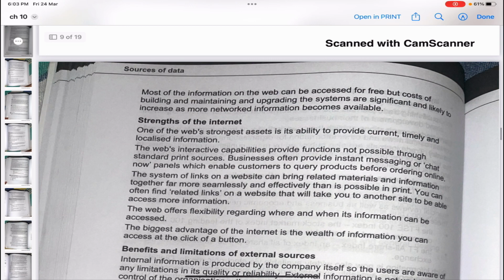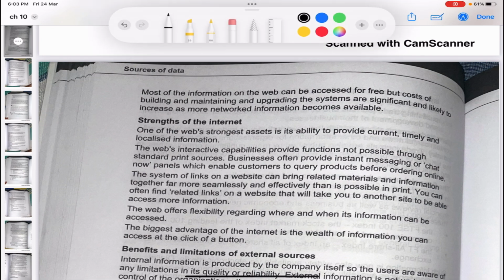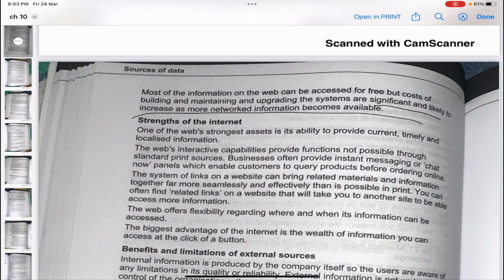So most of the information on the web can be accessed for free, but costs of building and maintaining and upgrading the systems are significant and likely to increase as more networked information becomes available.